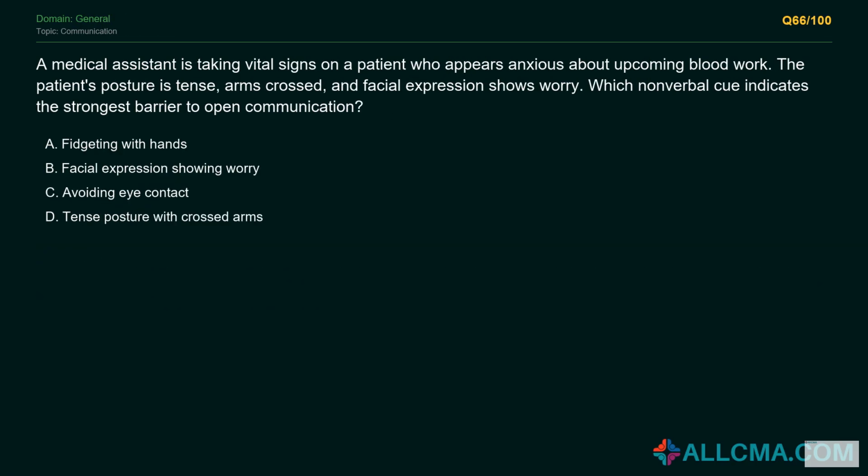Question 66. A medical assistant is taking vital signs on a patient who appears anxious about upcoming blood work. The patient's posture is tense, arms crossed, and facial expression shows worry. Which nonverbal cue indicates the strongest barrier to open communication? Option A. Fidgeting with hands. Option B. Facial expression showing worry. Option C. Avoiding eye contact. Option D. Tense posture with crossed arms.